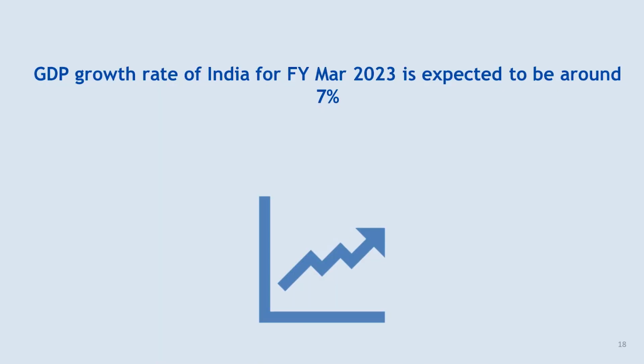All economic activities ultimately feed into the GDP growth rate numbers. The GDP growth rate for India for the financial year ending March 23 is expected to be around 7%. This number is expected to fall marginally to 6% for the next financial year ending March 2024.